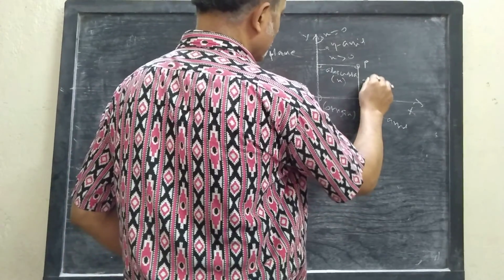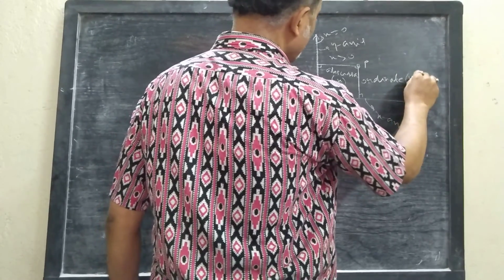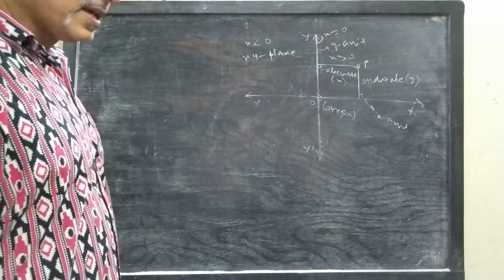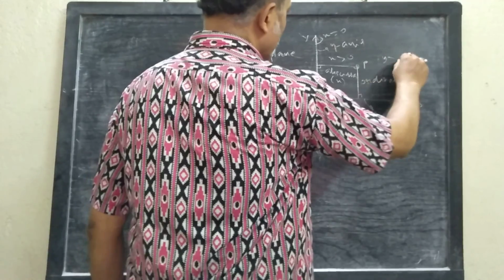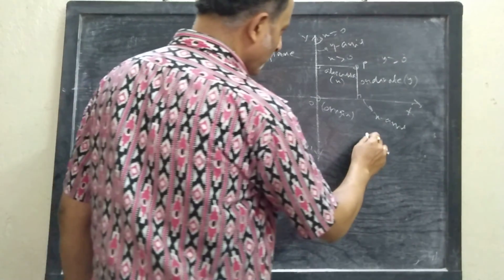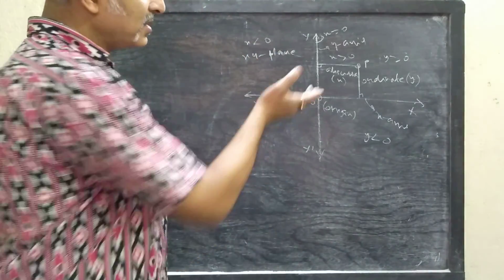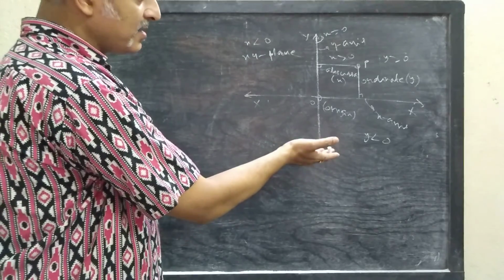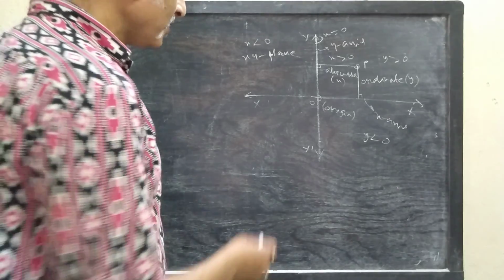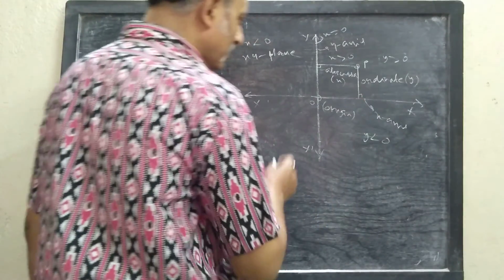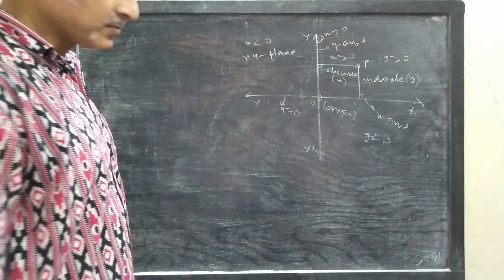Next, the distance of the point P from the x-axis is known as the ordinate, and this is usually denoted by small y. By convention, all the points lying above the x-axis have their ordinate positive, and all the points lying below the x-axis have their ordinate negative. So y greater than 0 represents the region above the x-axis, and y less than 0 represents the region below the x-axis. In the same way, all the points lying on the x-axis have their ordinate 0. For this reason, the equation of the x-axis is y equals 0.